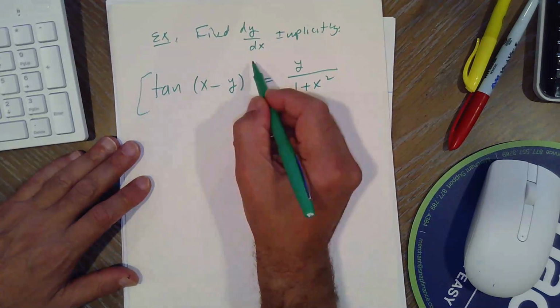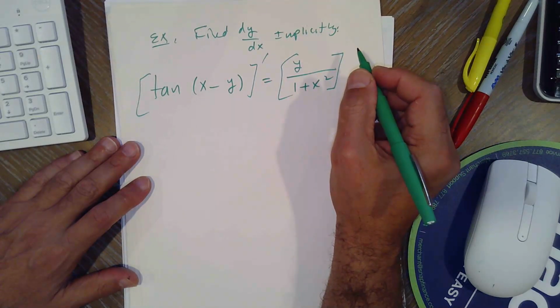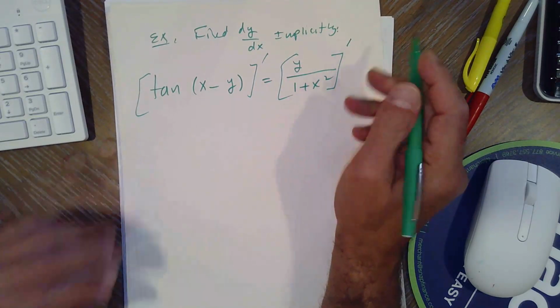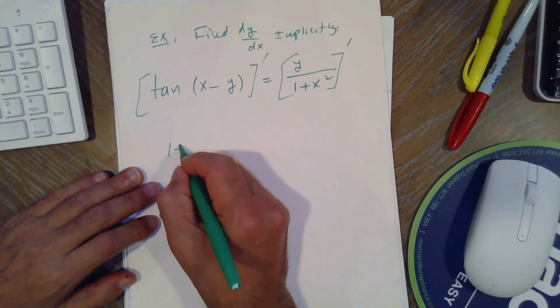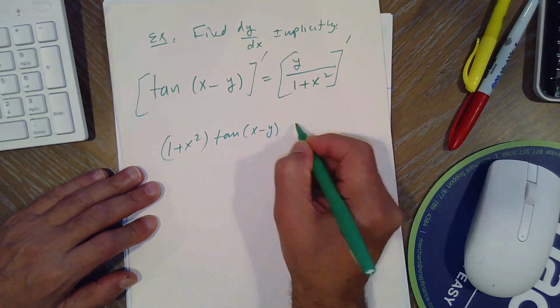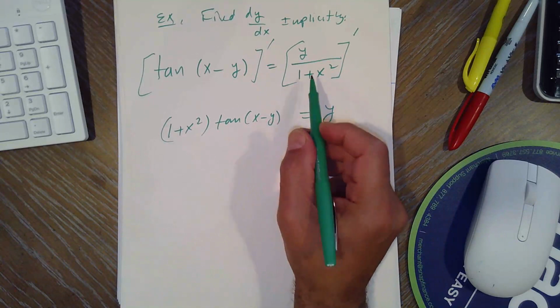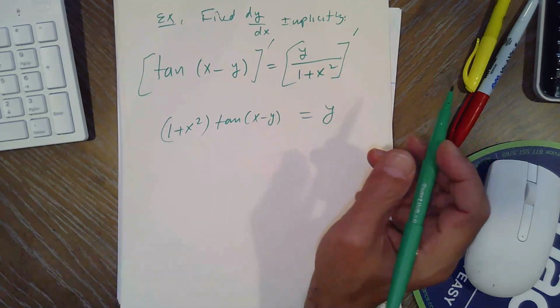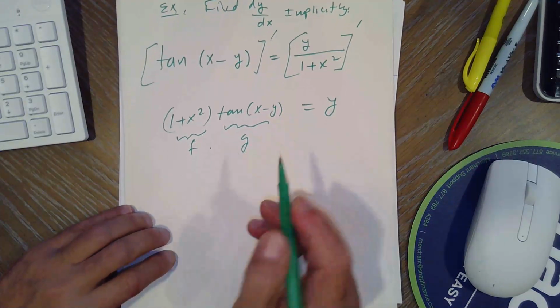So we're going to do the derivative of the left side equals the derivative of the right side. Or if you don't want to do it this way, what I did in my notes, I multiplied by 1 plus x squared. So I wouldn't have to do the quotient rule, I would just do the product rule. It's just a little bit easier that way. So f times g, product rule.